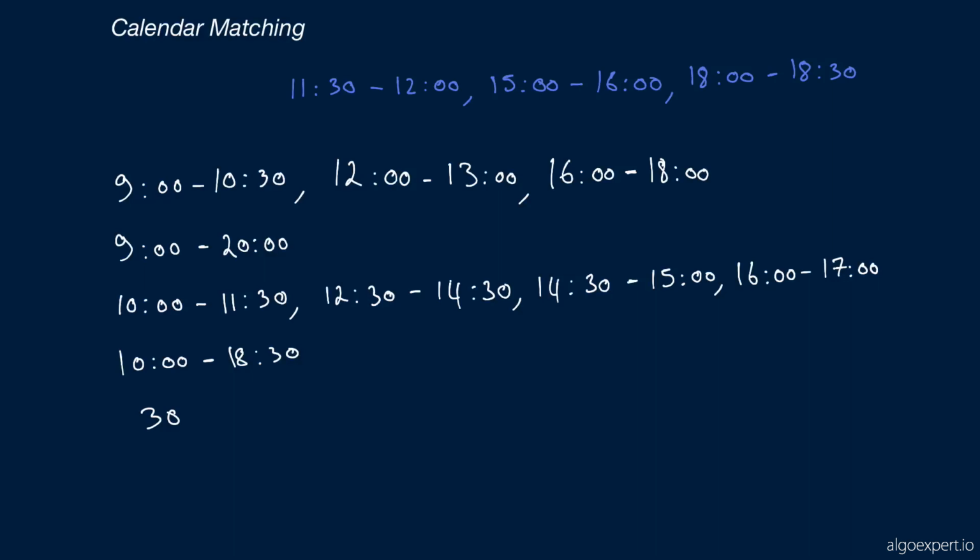So, how do we convert these four inputs, these two calendars and the two daily bounds, into one calendar of all of the unavailabilities where at least one of the two coworkers is unavailable?